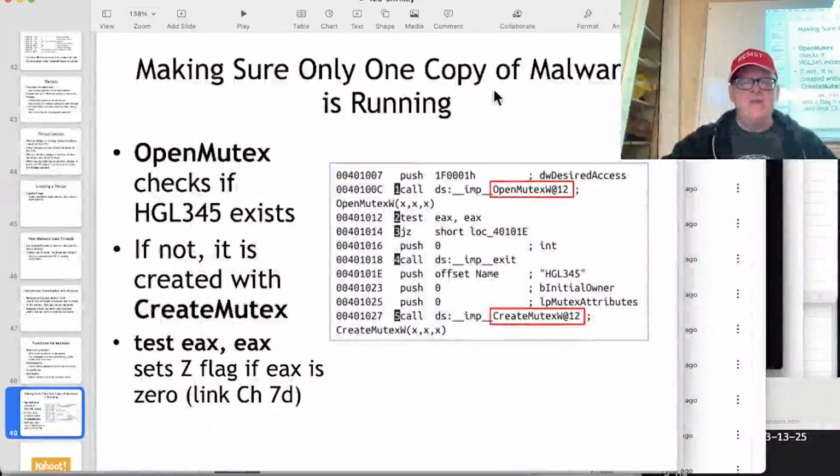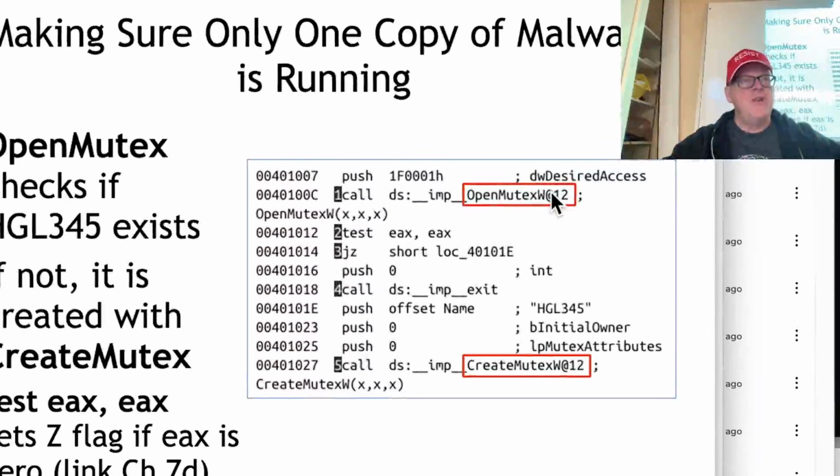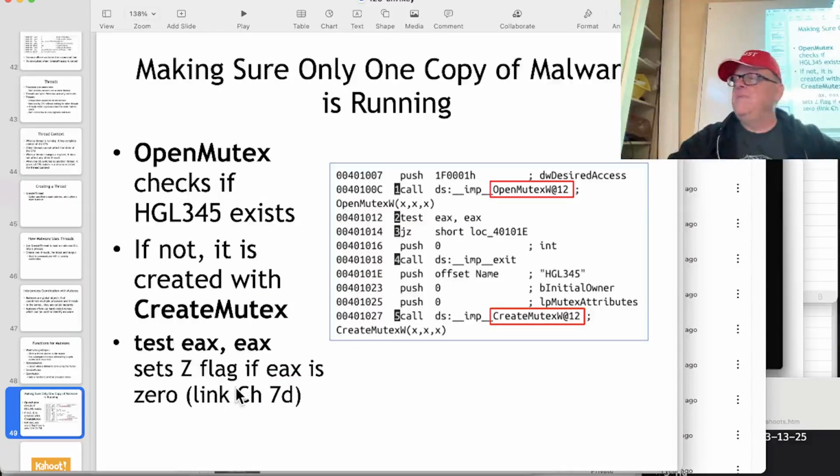And here you go. This is malware. This is an example of it. It opens the mutex and then it creates a mutex. So it looks for the mutex to see if it's already there. And if it is, then it shuts down, doesn't try to infect the box a second time. If it's not there, then it writes this thing called HGL345, creates a mutex with that name. That's the kind of thing you might do.